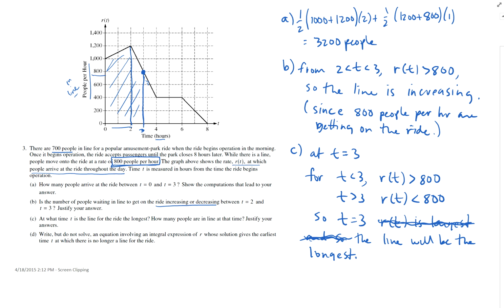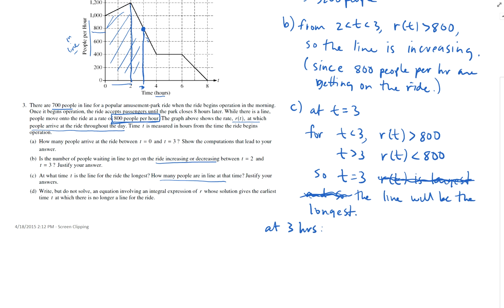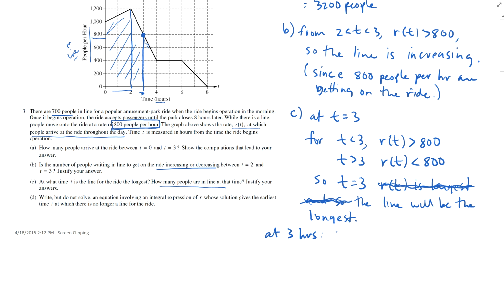And then how do we figure out how many people are in line at that time? Well, at 3, how many people are we going to have on the ride? Well, let's figure this out. How many people did we start off in line? We start off with 700 people. Oops, it's kind of messy.